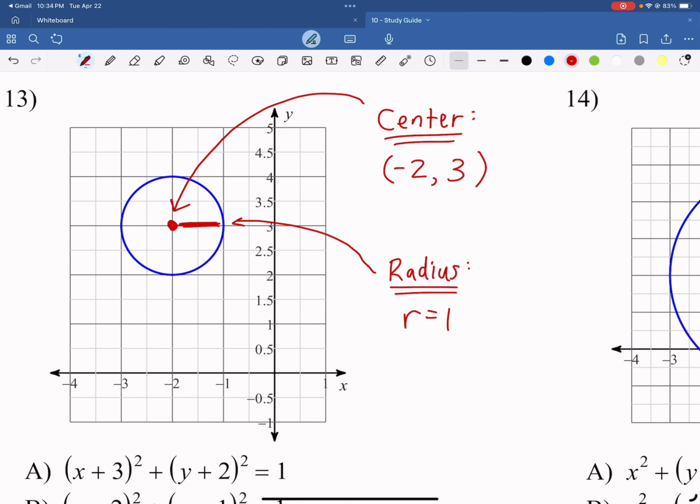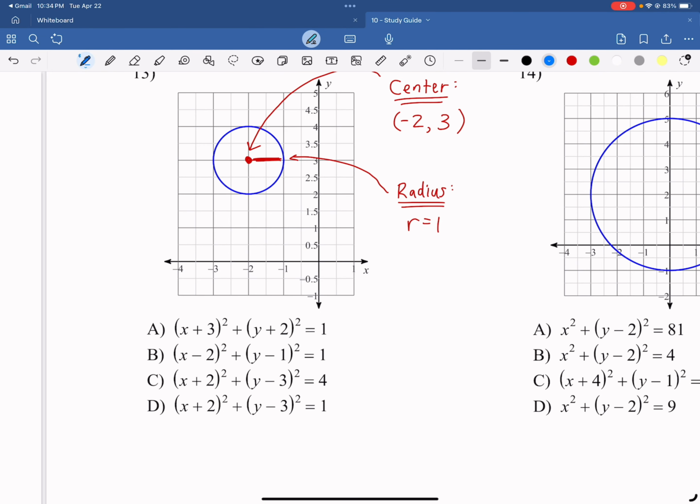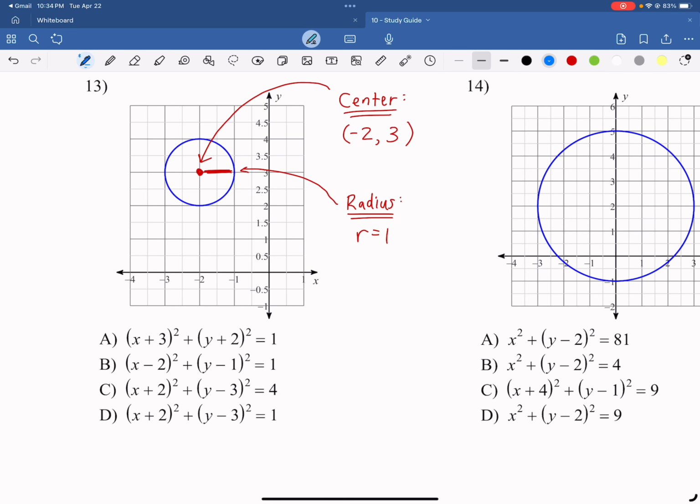And so if you're going to write the equation based off of this, remember what the equation is. The equation is going to be x minus h squared plus y minus k squared equals r squared. If you don't have this down on your study guide, I would highly recommend writing it down.